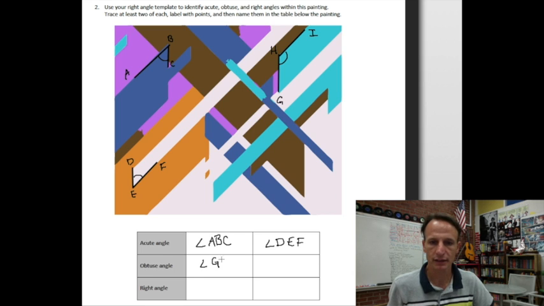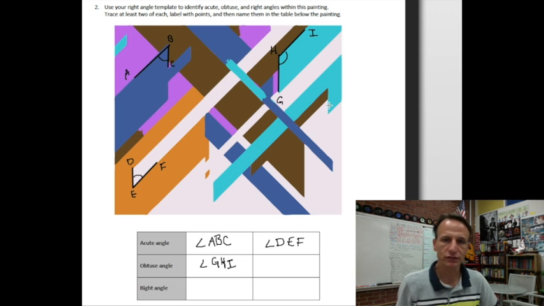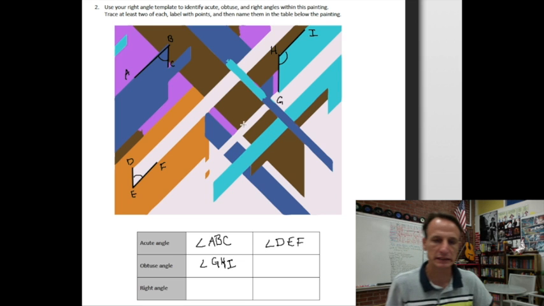And again, you don't have to copy what I'm doing. You can just find your own angles and do it that way. Now let's look for another obtuse angle. Can you find one? Well, I'm going to go with this. There's another turquoise one here.